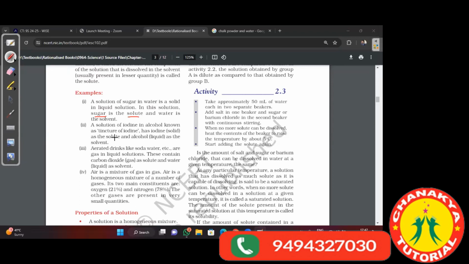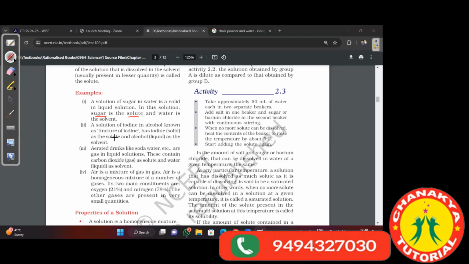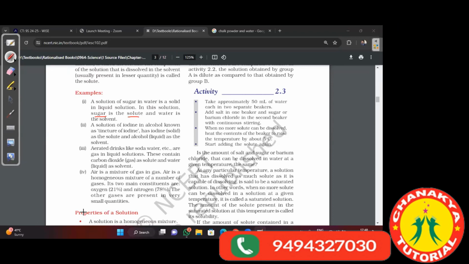Then third one we discussed, aerated drinks. Aerated drinks means we have your cold drinks which we drink. So what about the cold drinks? What is their solution? Sir, gas and liquid. Gas and liquid, that is water. Okay. So which gas is used? Sir, carbon dioxide. Yeah, we use over there carbon dioxide and hence we call it carbonated water.